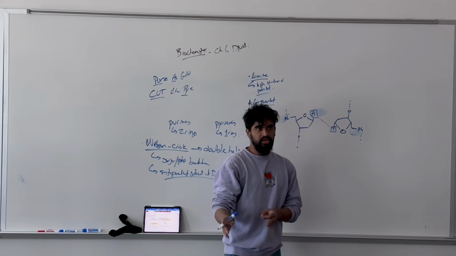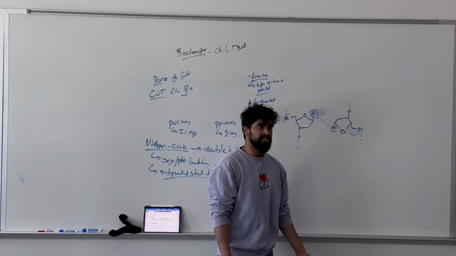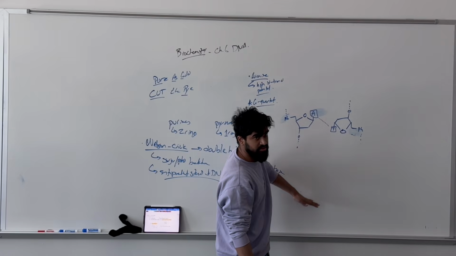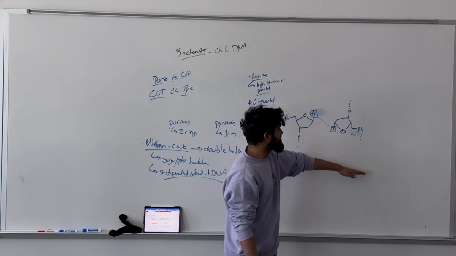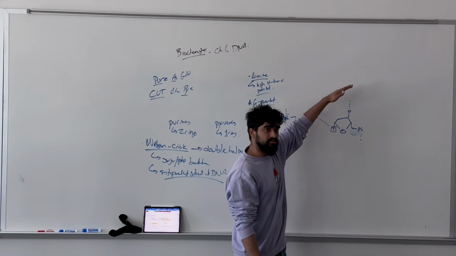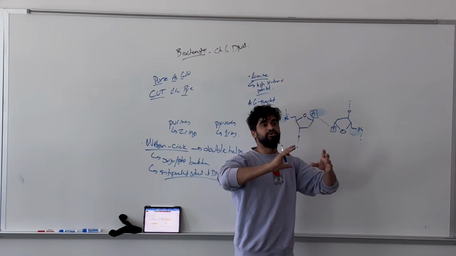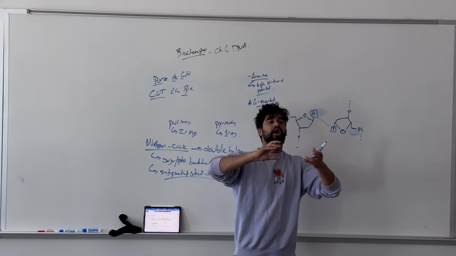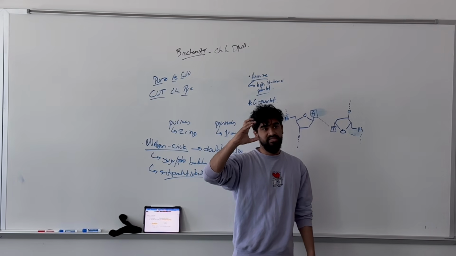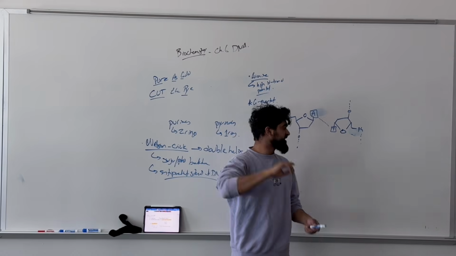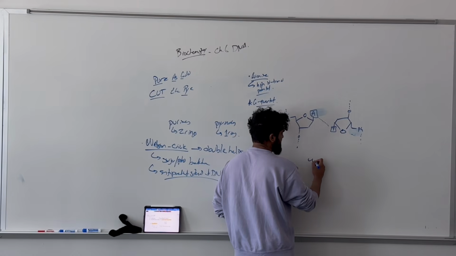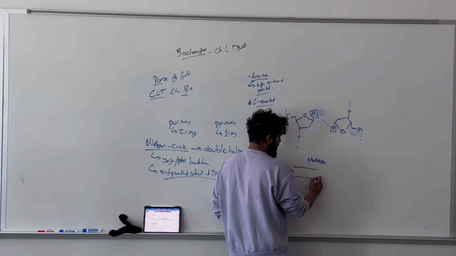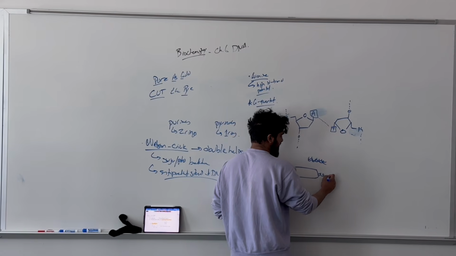5 to 3. Meaning that one of them will be built continuously, probably this one. And then this one's going to be built in fragments. And we'll see why in a second. It's because DNA is made in the helix, correct? You unwind the helix to a certain point, right? Normally the DNA is like this. And what you do is you unwind the opening and it closes over here and continues.